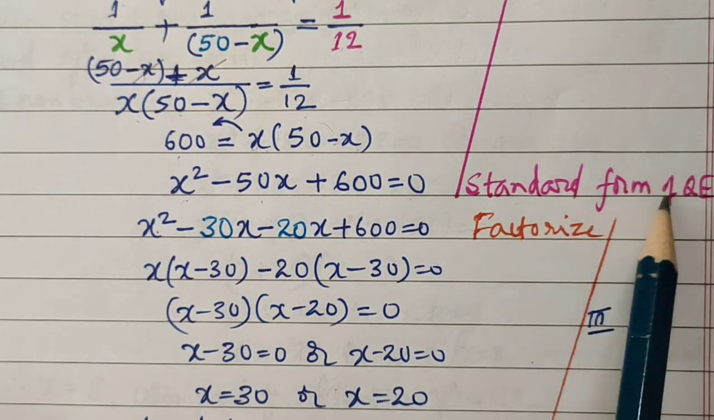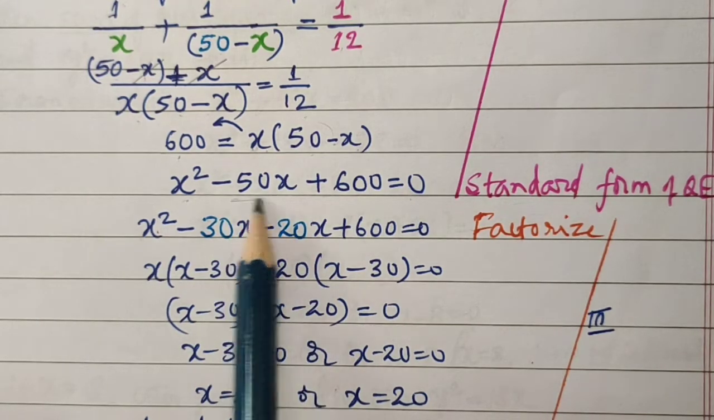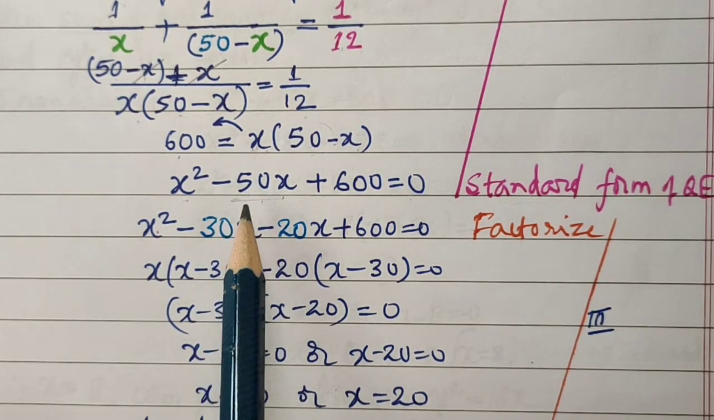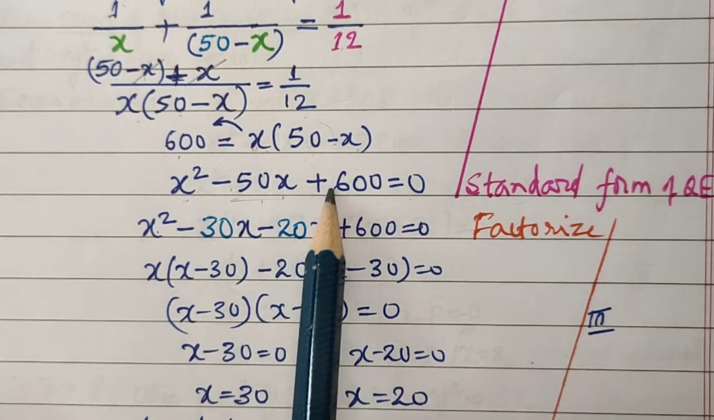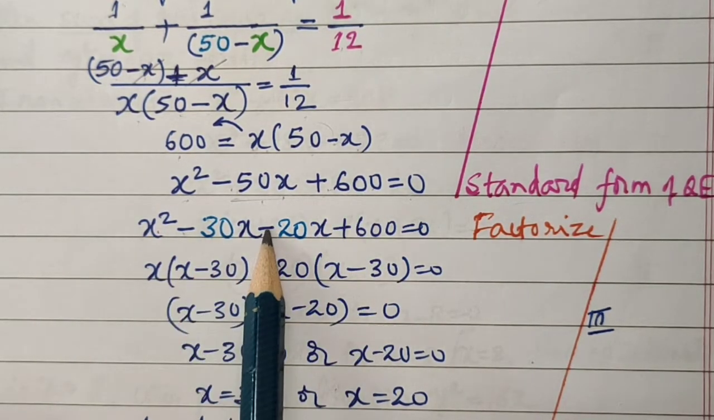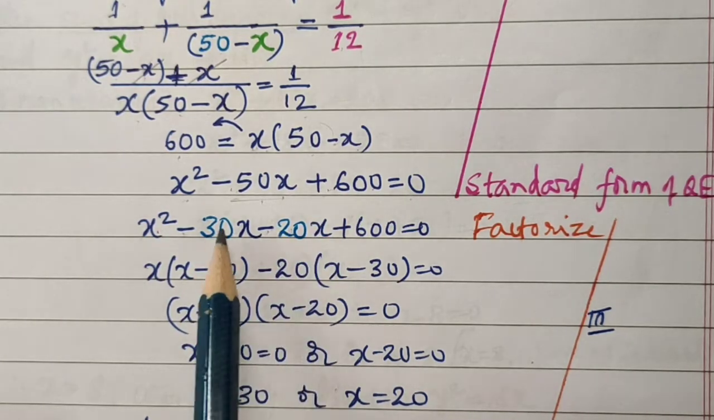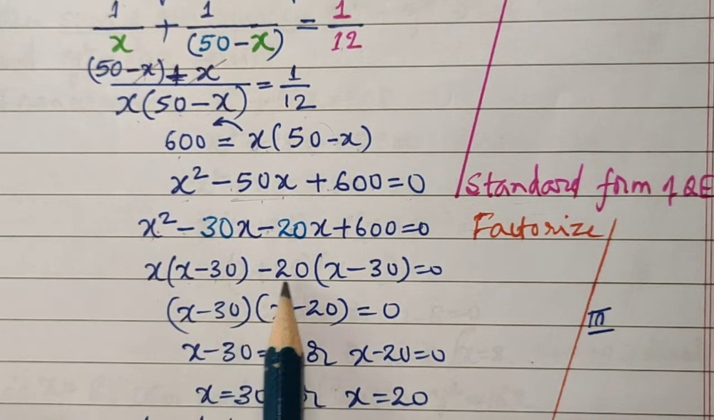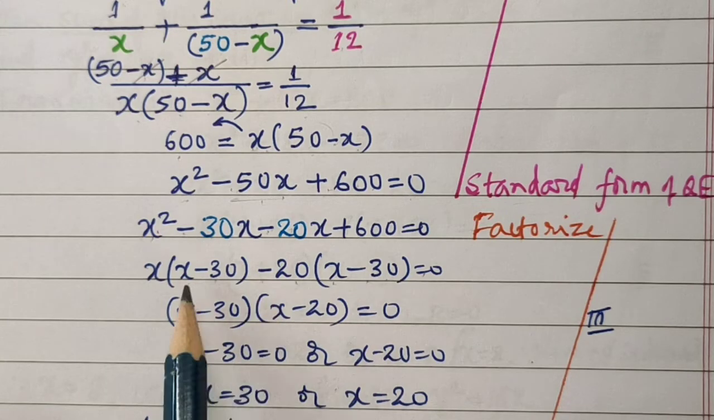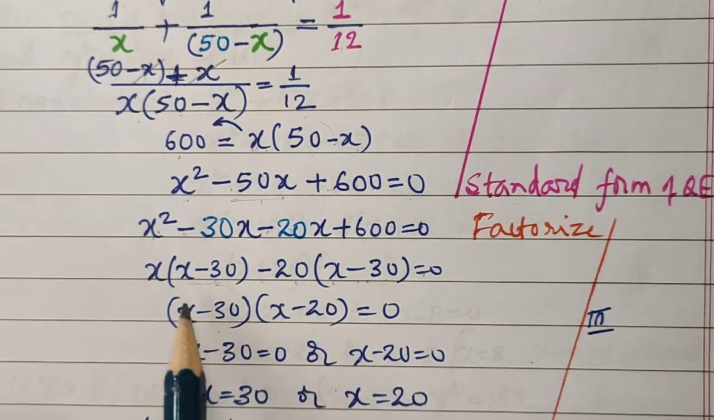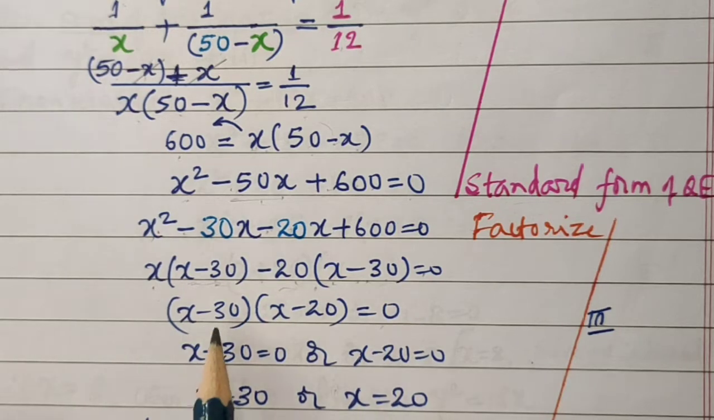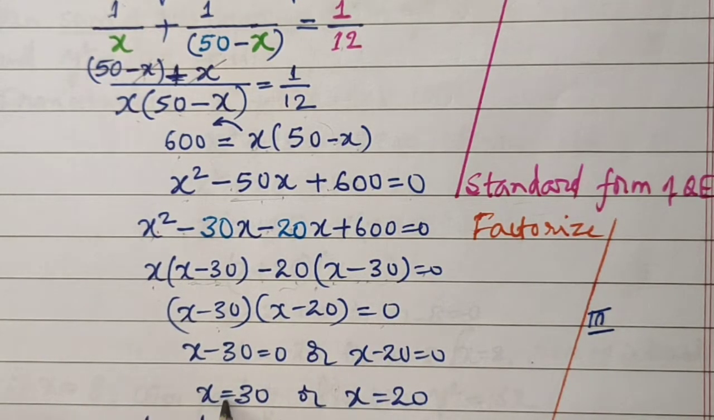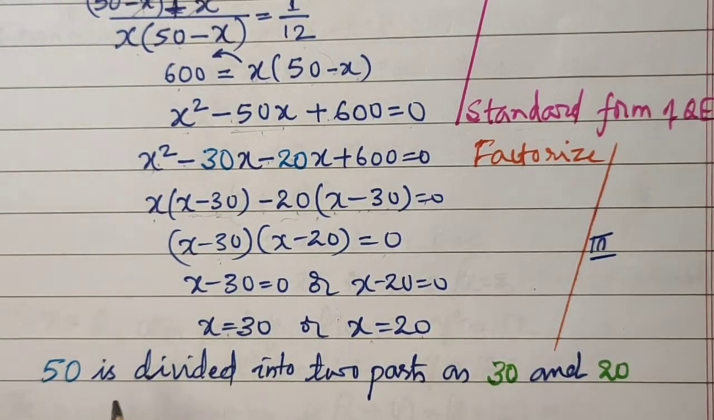Once you get the standard form, factorize it. Split this −50x in such a way that when you add you get −50x, and when you multiply you get +600, so it is going to be minus and minus. Minus into minus is plus, 30 into 20 will give 600. Take out x as common in this: x(x − 30) − 20(x − 30) is equal to 0. Out of these two, x − 30 is common, and what is left is x − 20. Equate these two to 0, then x will be 30 and x will be 20. When 50 is divided into two parts, the parts are 30 and 20.